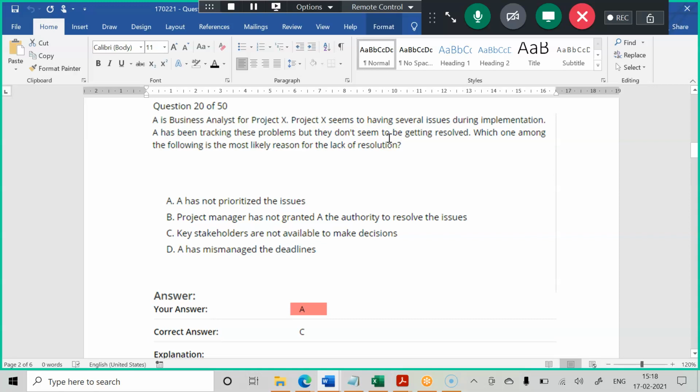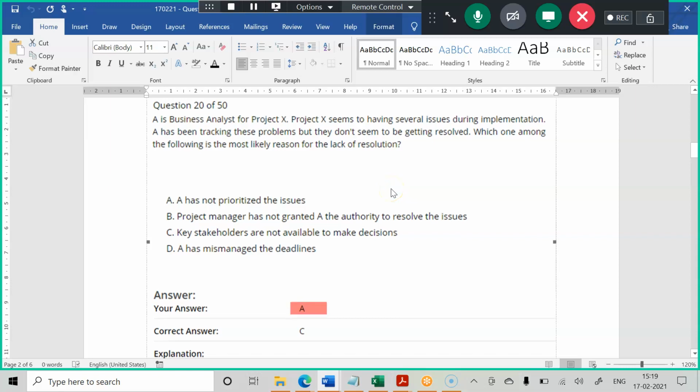So it could be that the stakeholders are not available to make the decisions, because somebody is tracking these problems and they're not getting resolved. Wait a minute. Project X seems to have several issues during implementation. I think we have to add a little more detail here. We should probably include that the issues are prioritized. They don't seem to get resolved.